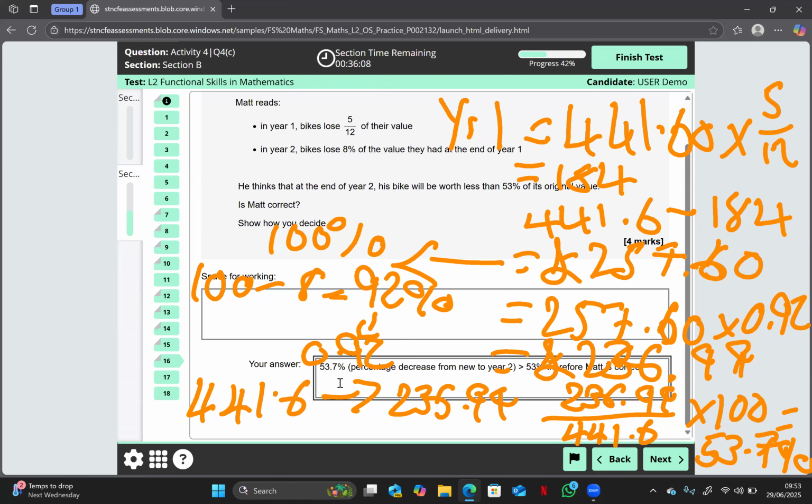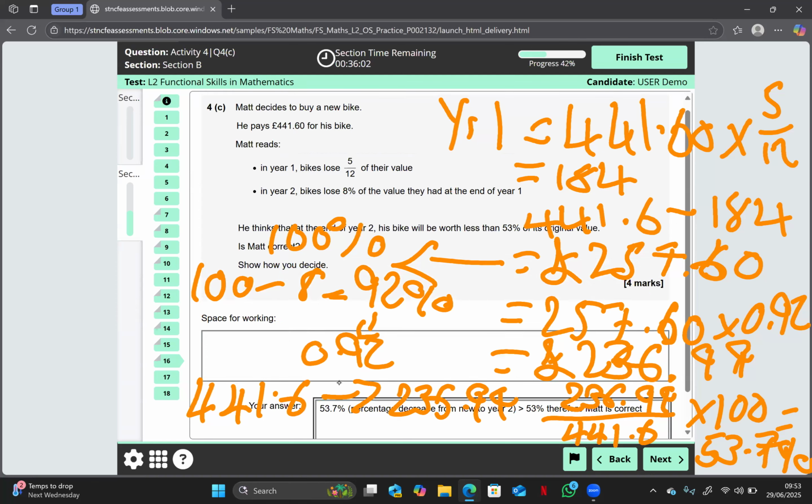So basically what I did was find out what the decrease was in year one, which was a £184 decrease. So the new price was £257.60. At the end of year two, it just decreased another 8%. So we needed to find out what 92% of the new value is, which is £236.99.